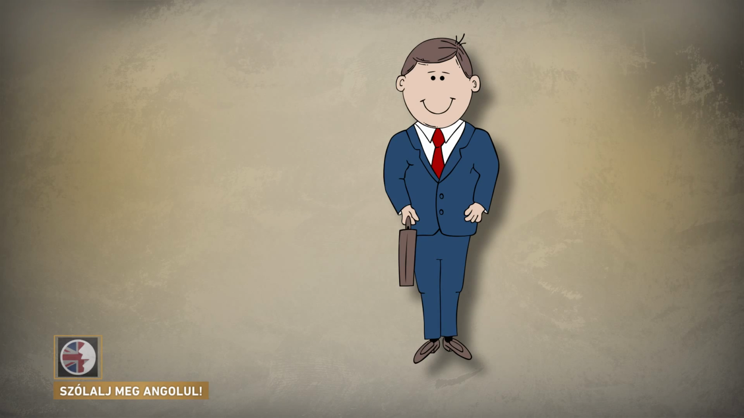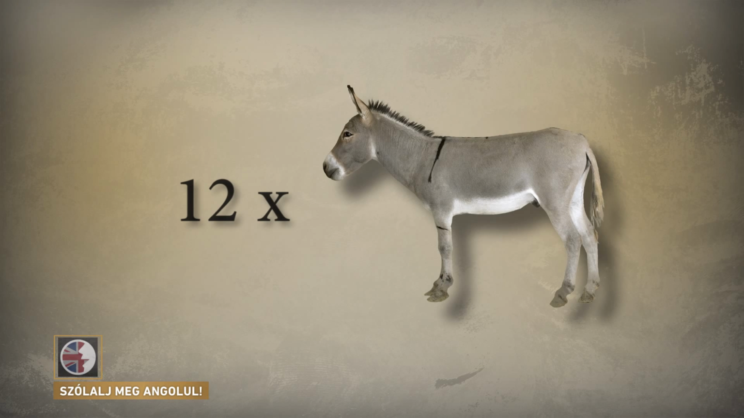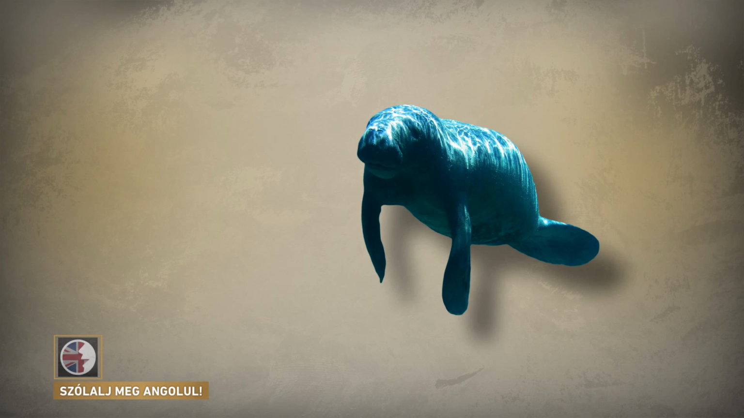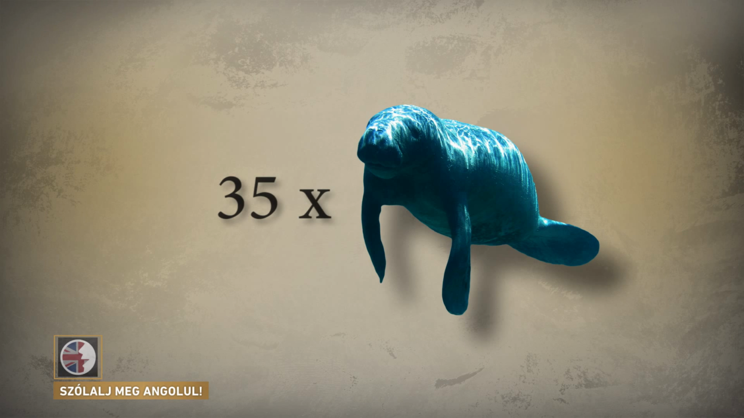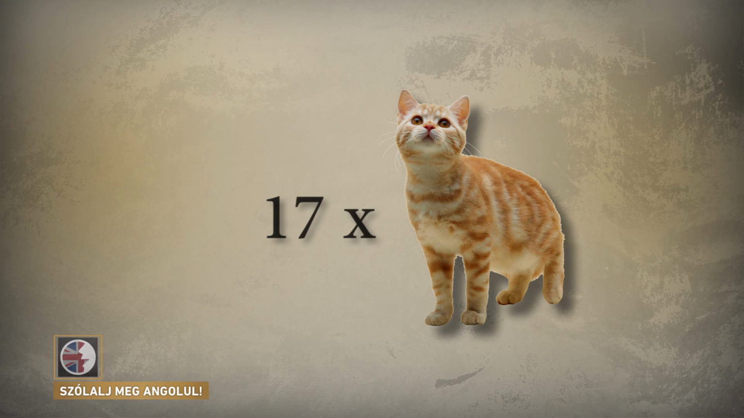I see 1 man and I see 3 men. I see 1 donkey and I see 12 donkeys. I see 1 manatee and I see 35 manatees. I see 1 cat and I see 17 cats. Good. Now, other nouns are uncountable.